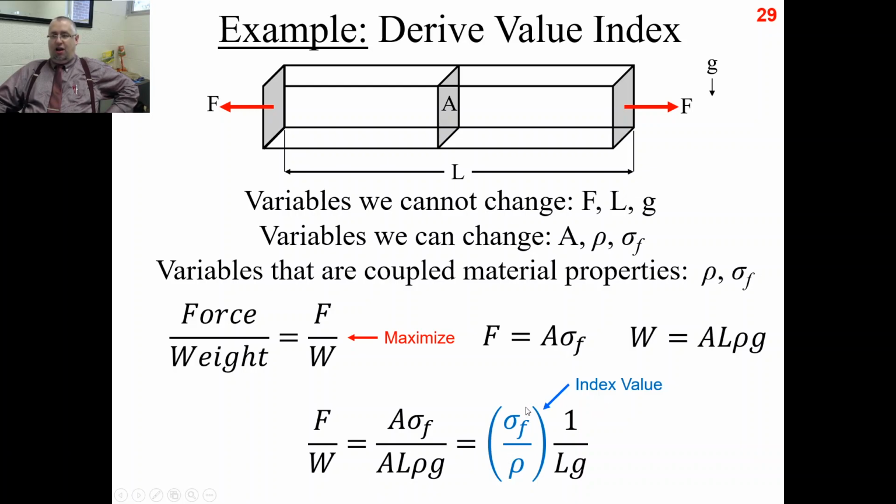So I extract then from this combination of variables my index value. These are all the material properties that I can change. So again, the density and the ultimate strength. And then the values that I can't change, the length and gravitational constant, I just leave those alone. I'm going to focus on, again, we want to maximize F over W. So I maximize F over W by maximizing that index value.